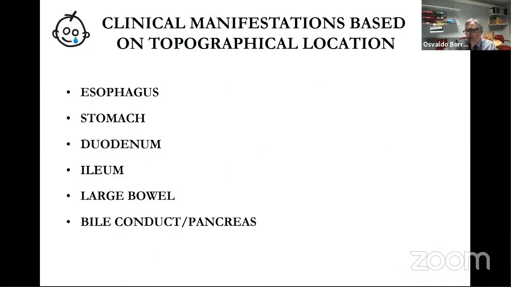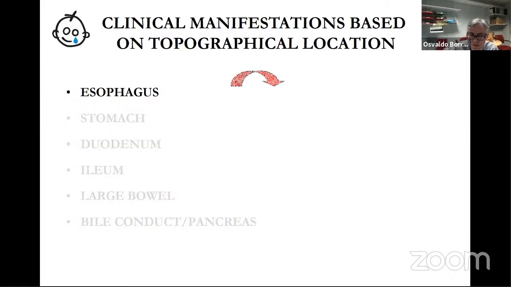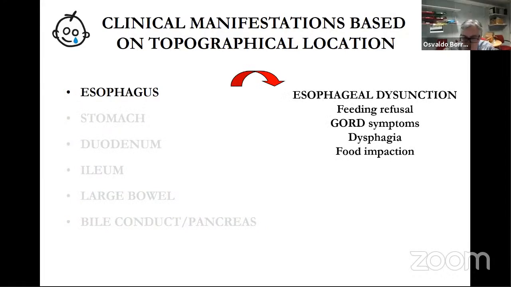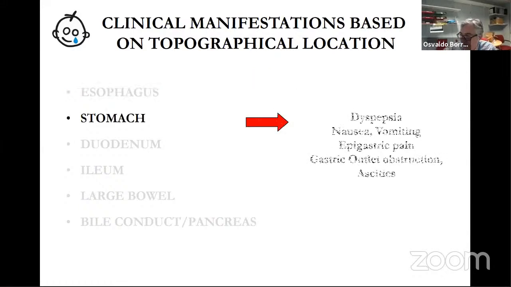And then, based on the segment of the gastrointestinal tract involved, we can have a different plethora of symptoms. In the esophagus, as we have seen before: feeding refusal, gastroesophageal reflux symptoms, dysphagia, and food impaction. If we have involvement of the stomach, we have dyspepsia, functional dyspepsia, nausea and vomiting, early satiety, epigastric pain, gastric outlet obstruction, and ascites.